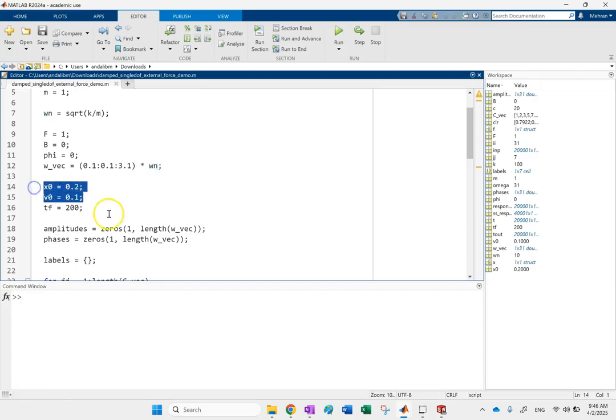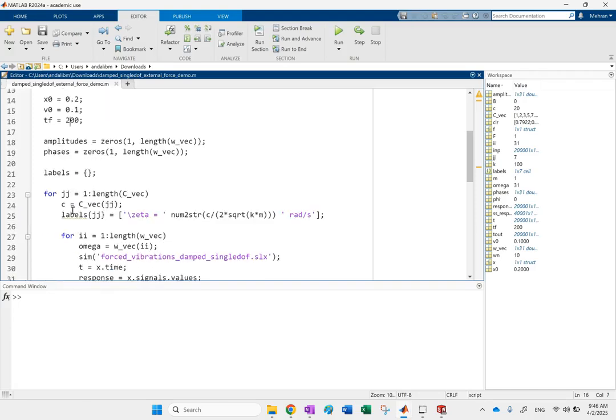My initial conditions are here. I use a large simulation time so I can get appropriate values for the magnitude of the particular solution. I use 200 seconds. And then what? Actually, I don't even need this portion.